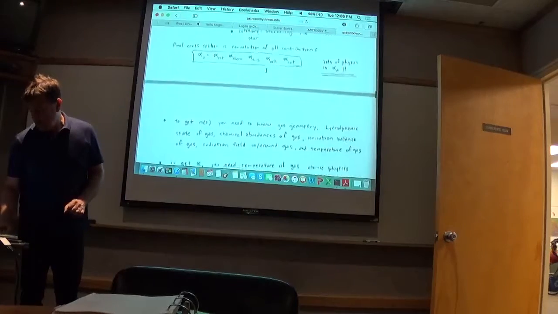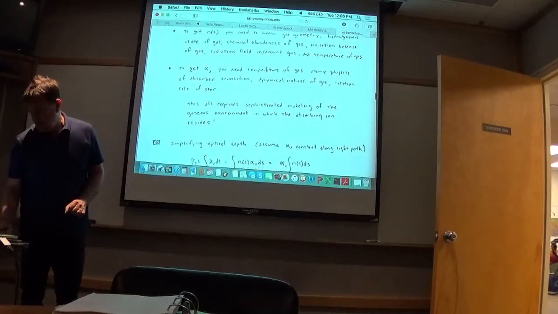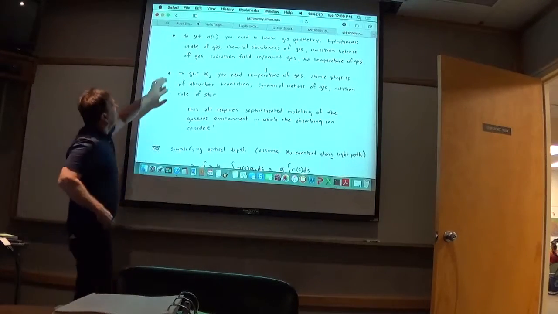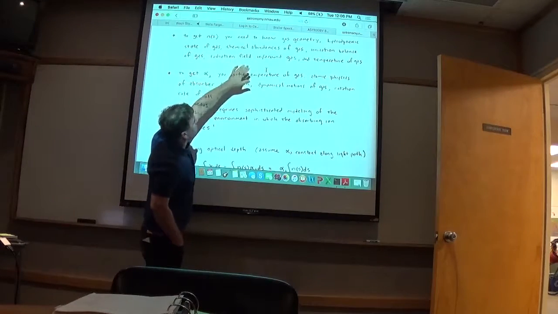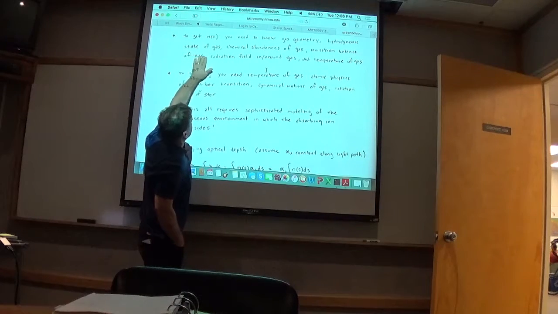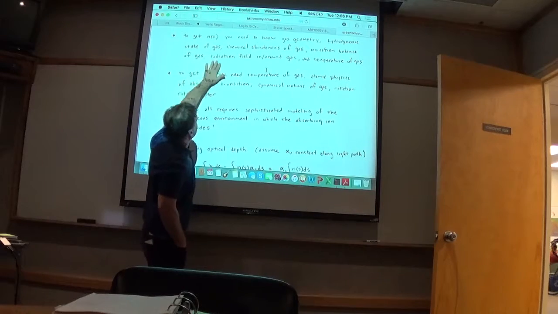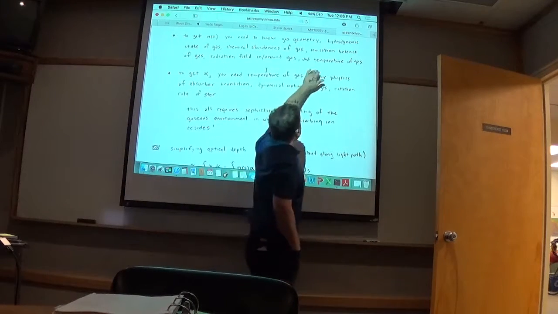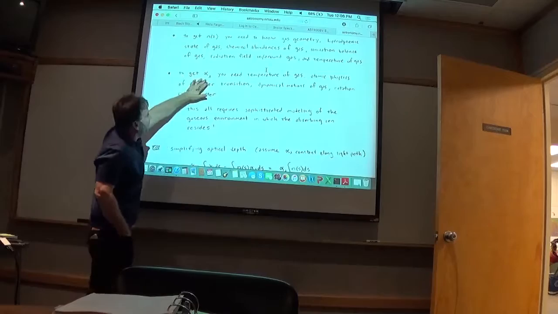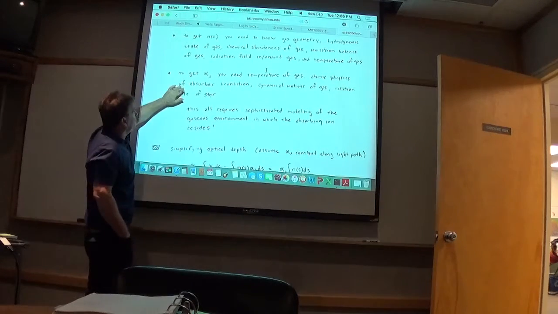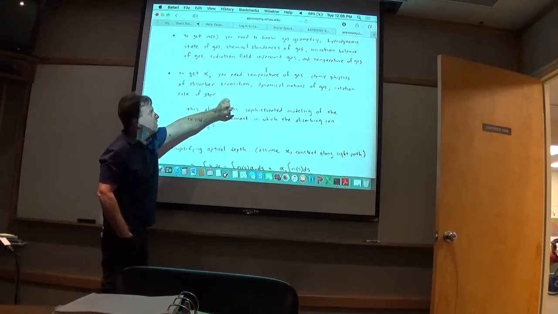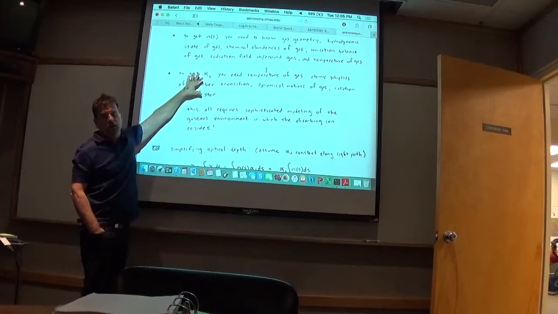And then we talked about, to get the number density, you need to know the geometry of the gas, the hydrodynamic state, the chemical abundance, the ionization balance, the radiation field in and around the gas, and the temperature of the gas. And to get alpha, you need to know the temperature of the gas, the atomic physics of the absorber transition, dynamical motion of the gas, rotation rate of the star.